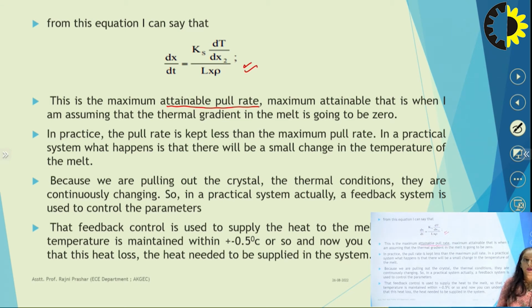The control systems are used to control the parameters, that is, to control the temperature so that the cooling can be done properly. That feedback is used to control the heat to the melt also, so that the temperature is maintained within plus minus 0.5 degrees C. Now we can understand that because of the heat loss, heat needs to be supplied to the system, and that extra heat is supplied with the help of the control system only.